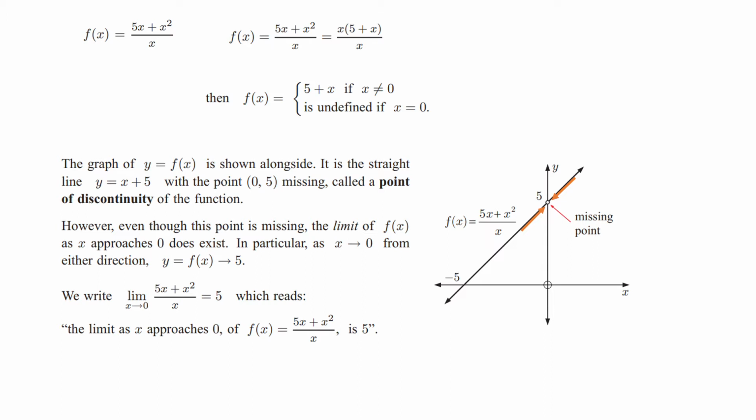In particular, in this case, as x approaches 0 from either direction, from the left-hand side or from the right-hand side, y equal to f(x) approaches 5. So we write the limit as x approaches 0 of f(x) equals 5. It reads: the limit as x approaches 0 of f(x) is 5.